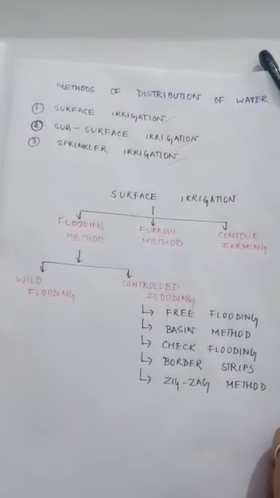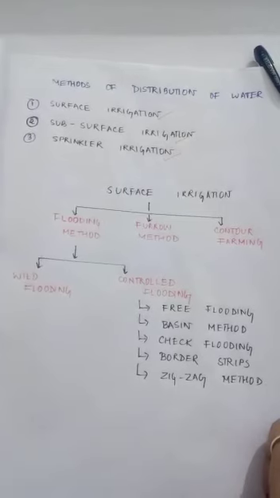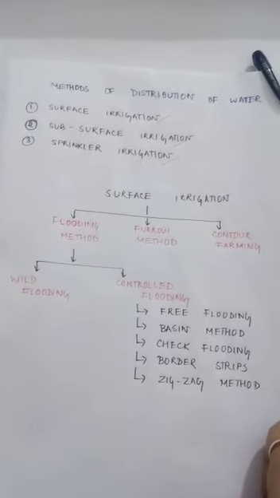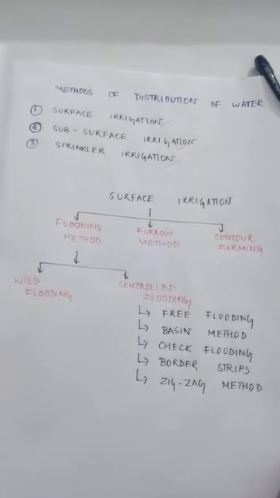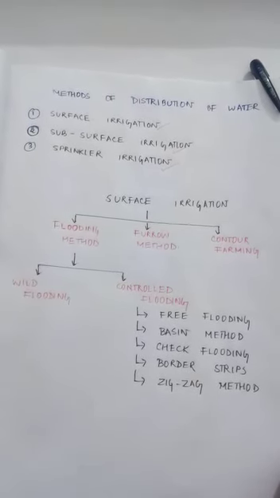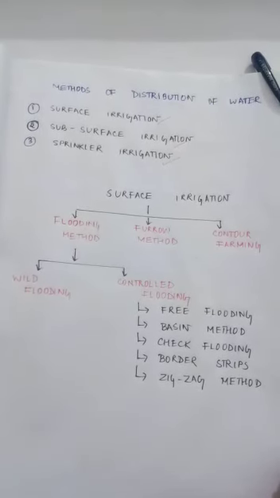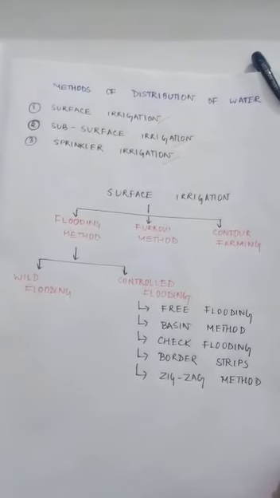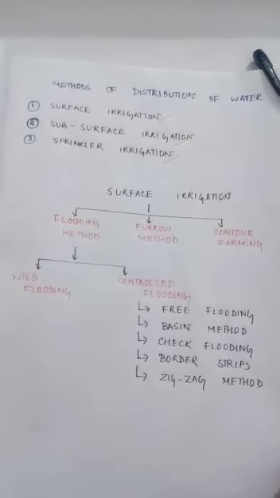Today's topic of discussion is the methods of distribution of irrigation water. We all know that irrigation is nothing but the artificial application of water to the crops or to the plants, right? So this irrigation water is distributed by different methods. So today our topic mainly deals with that.